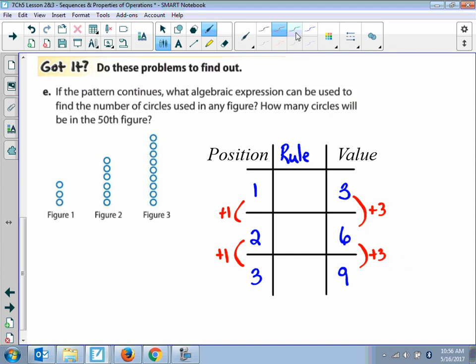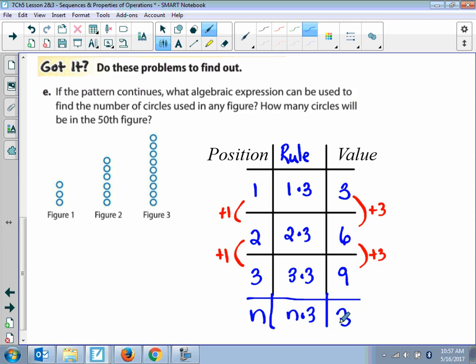So what am I going to do with that 3? Multiply it by the position. Very good. You're going to multiply it times the position. So that's going to be 1 times 3, 2 times 3, and 3 times 3. Very good. So the expression that we have, if our position is n, then we're going to multiply n times 3, and then algebraically, what goes first? The coefficient goes first, right? So here you're going to write 3n. So there is your expression, okay?